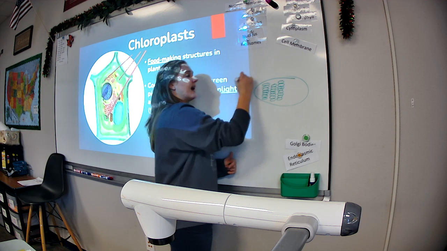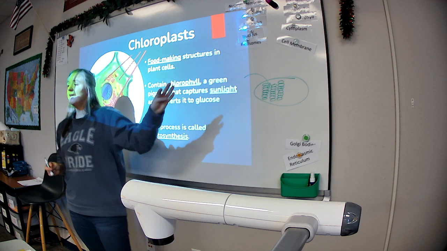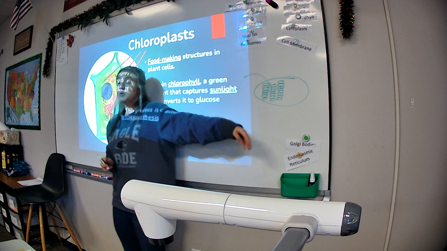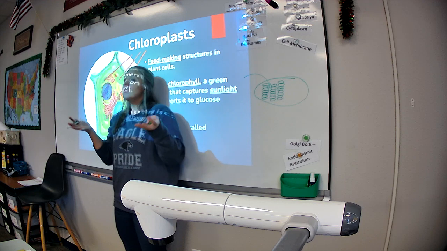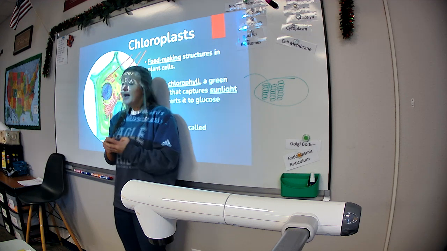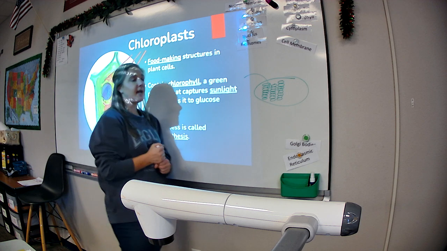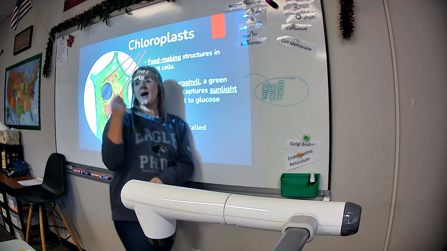The inside is where all the chlorophyll is. This whole thing is green, and when you look at a plant, that's why it looks green, because there's so much chlorophyll in it. Now, in order for this process of photosynthesis to take place, there are 3 things you have to have.